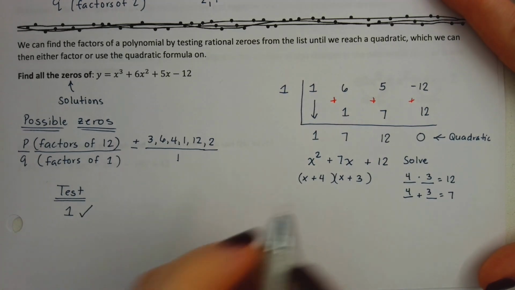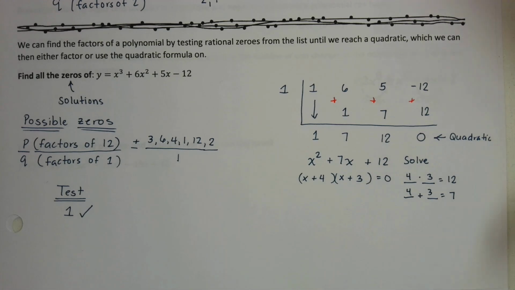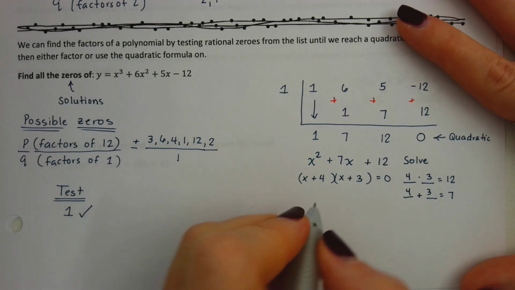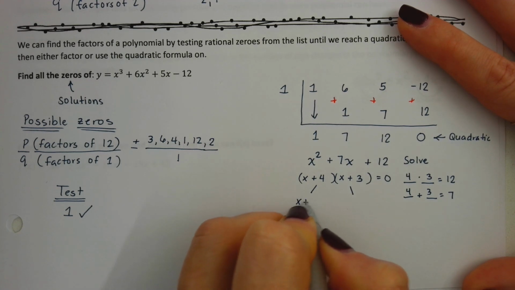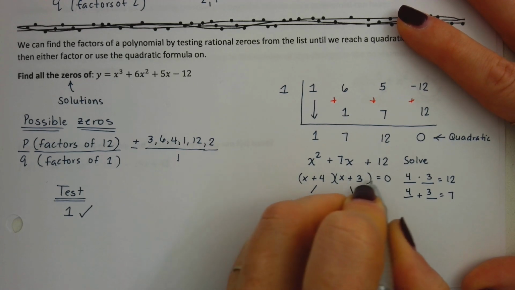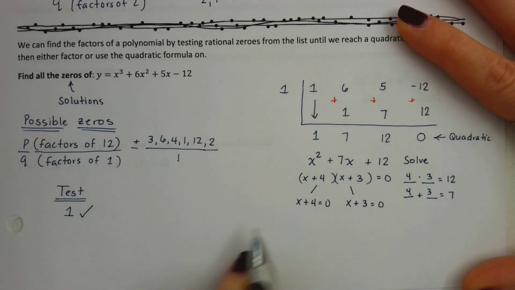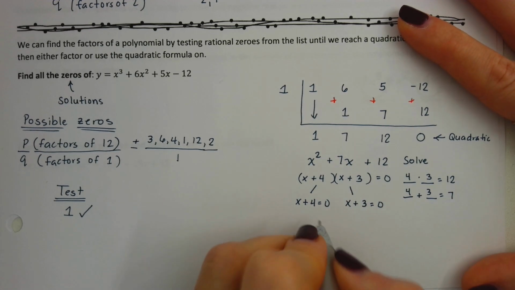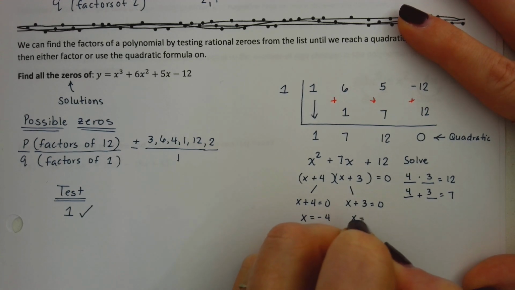And then to solve, you have to actually set it equal to 0. Because remember, after you set it equal to 0, then you need to take each one of those little parentheses and say x plus 4 equals 0. x plus 3 equals 0. What would be that first solution? Negative 4. And then negative 3.